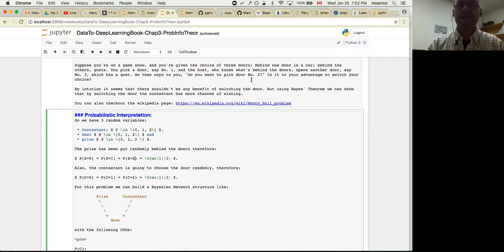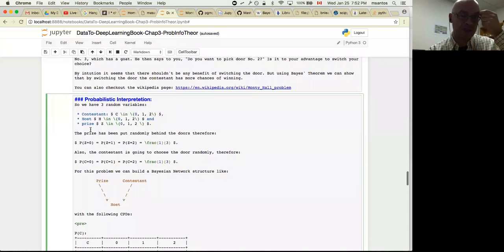And the Bayesian approach is the approach that will let us describe this information and even make calculations and answer the question of this game, namely, should I or should I not change my choice? So here we have 3 random variables: the contestant, which can pick these values, the host, and the price, which can be located in any of the doors.